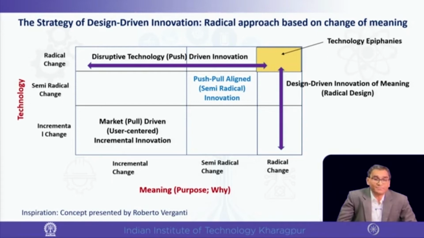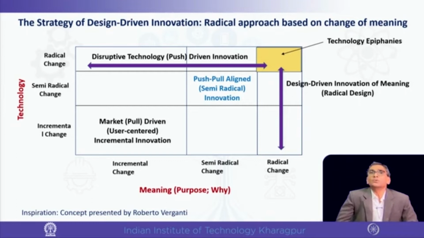Here you see that when there is a radical change in meaning and disruptive technology, that is push, that is, the new product brings disruption in the market, replacing the old products and creating a new market for itself. That is called disruptive technology, and this technology is a push, or a push driven innovation. So, when these two things coincide, according to Verganti, it is called technology epiphanies, in this yellow region.